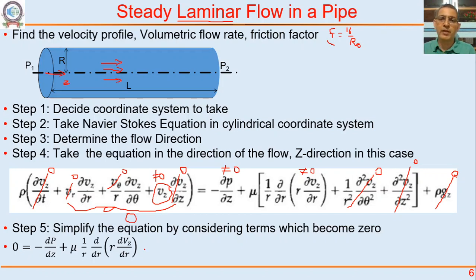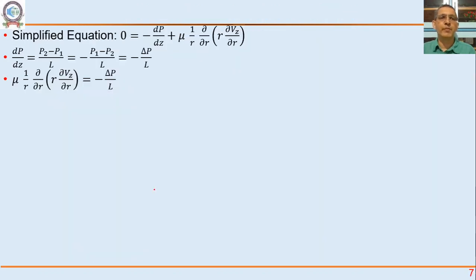I hope everybody gets up to this point. If you don't, think and get it up to here all by yourself. Then only go forward. Okay, so our simplified equation is minus dp by dz plus mu 1 by r del by del r of r dVz by dr.